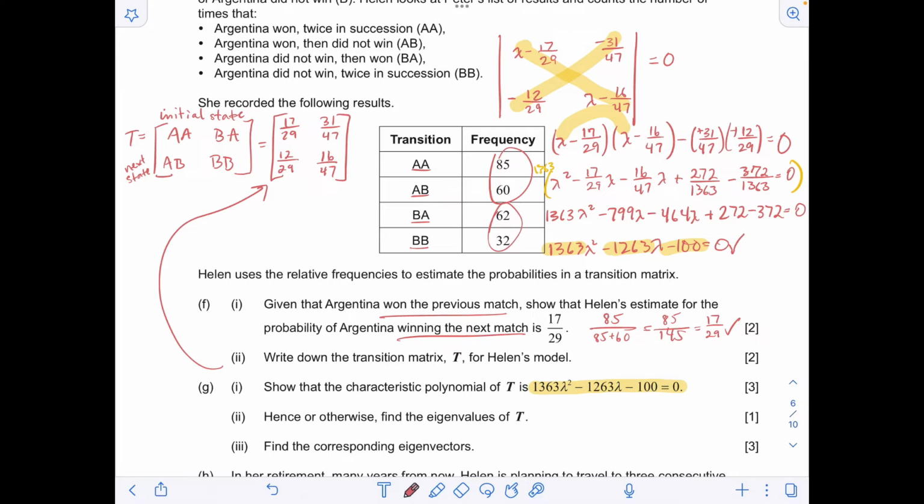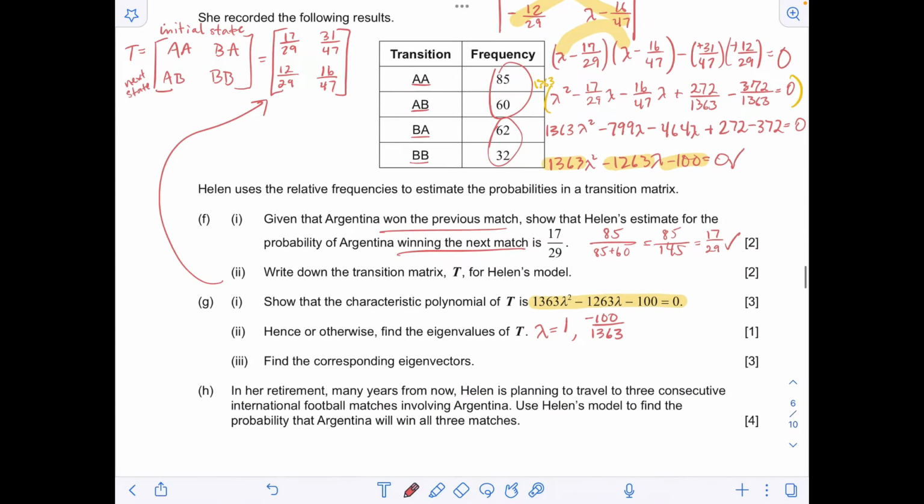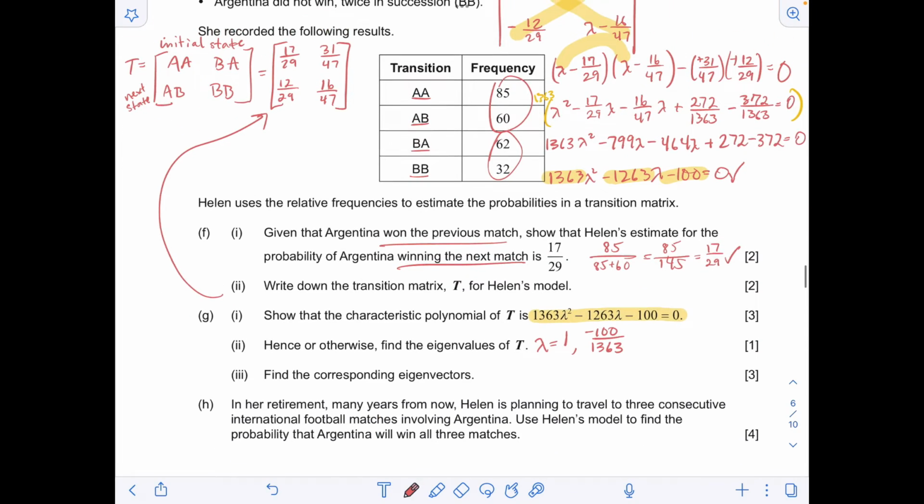I always encourage you to switch those values over into fractions in case they're decimals. See if you can get a fraction value so it will be more exact. And in fact, you end up with lambda equal to 1 and negative 100 over 1363. Those are the eigenvalues. And part 3 says, then find the corresponding eigenvectors.